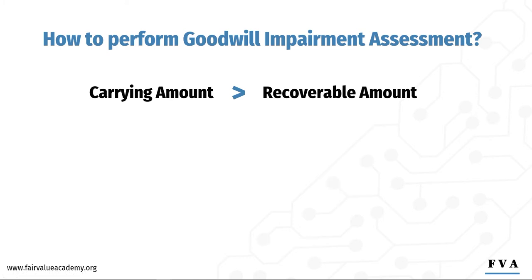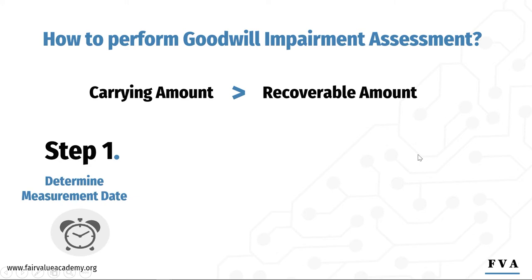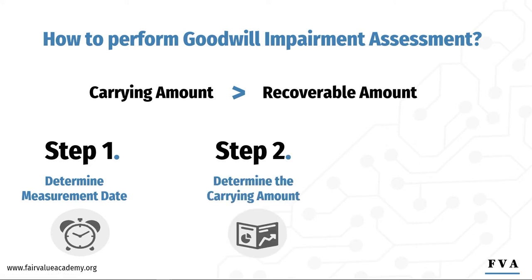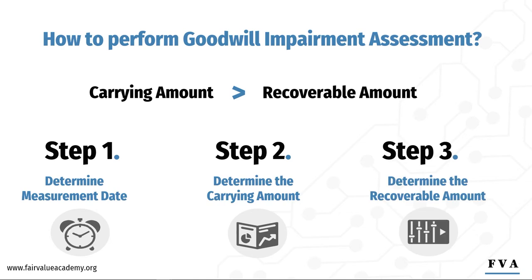Goodwill impairment test can be performed in the following 3 steps. Step 1, determine the measurement date. Step 2, determine the carrying amount. And step 3, determine the recoverable amount. Let's go through each one in detail.